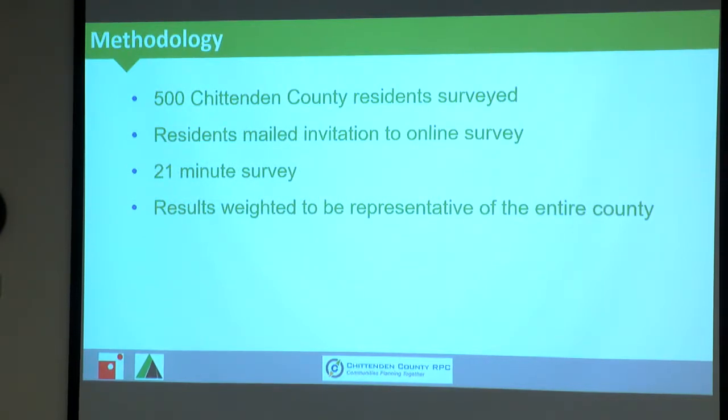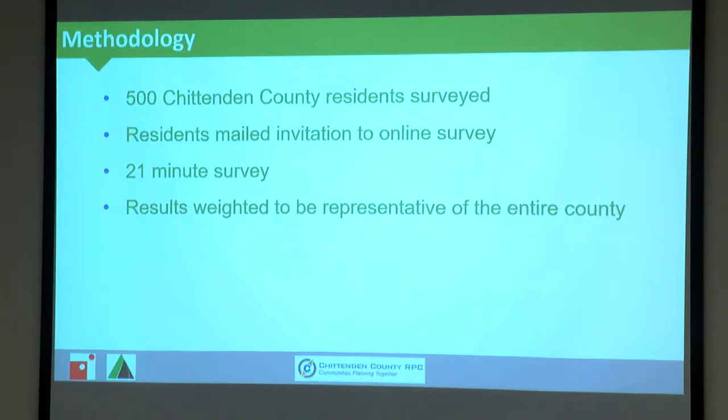Okay, we did a survey of 500 residents of the county. A random sampling of residents were mailed an invitation to participate in an online survey. What we did to ensure that people didn't fill out the survey multiple times, or what's become too common these days, post it on social media so all the friends can fill it out, is we put a unique password on each invitation, ensuring that the person who filled it out could only fill it out once. The questionnaire itself was 21 minutes on average to complete. As I said, there is a lot of data here. You're only going to get an overview of what's here. We did also weight the results to ensure the results are representative of the entire county.